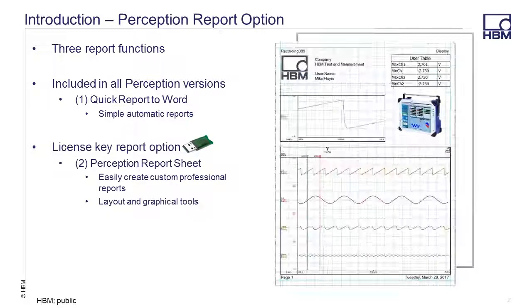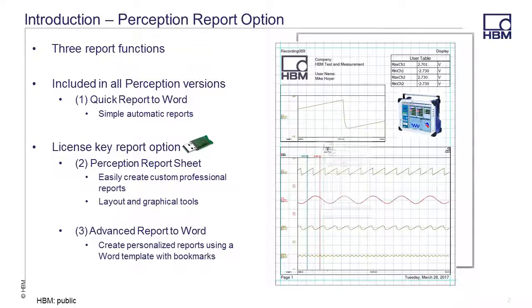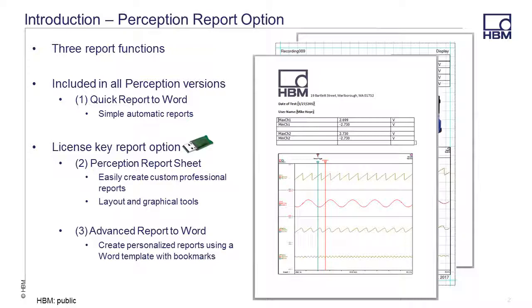license key. There's the Perception Report Sheet, which enables one to easily create custom professional reports using intuitive layout and graphical tools. And the Advanced Report to Word allows one to create personalized reports using a Word template with bookmarks. Now let's take a look at each report function in more detail.